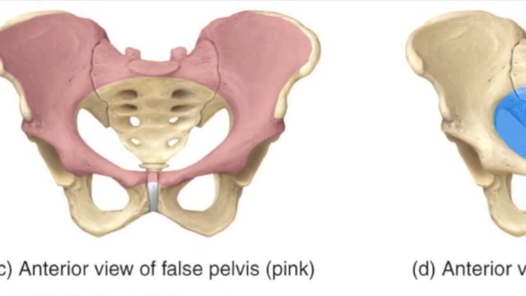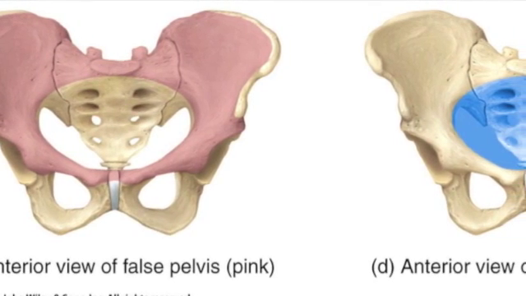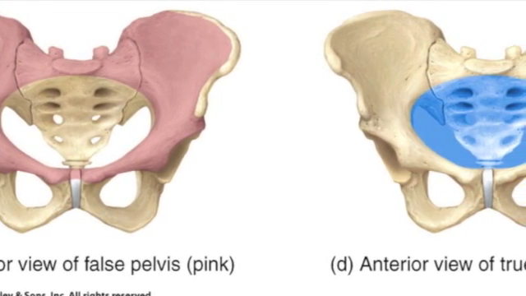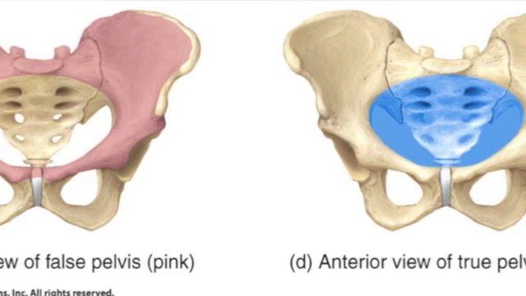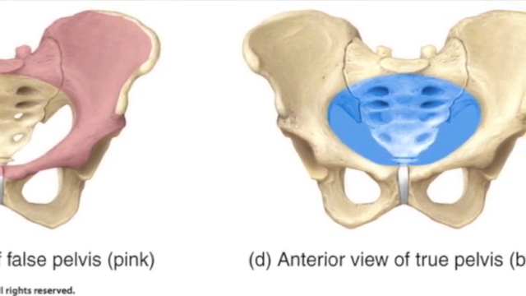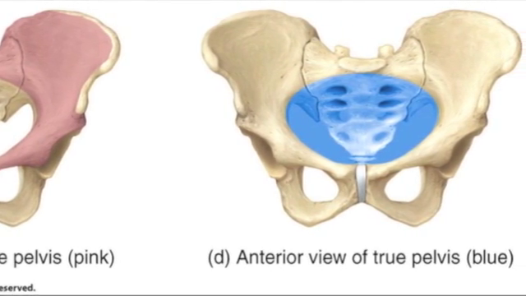The bony pelvis can be divided into two parts. First, the false pelvis, also known as the greater pelvis, occupies the space above the pelvic brim. It is referred to as the false pelvis because it is actually part of the abdomen and contains abdominal organs. Second, the true pelvis, also known as the lesser pelvis, is inferior to the pelvic brim and forms a deep bowl containing the pelvic organs.